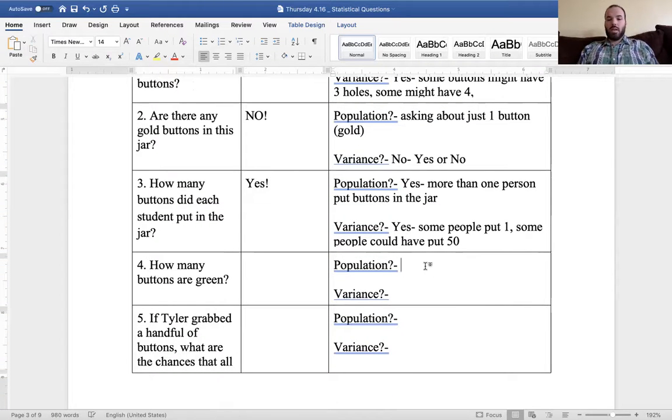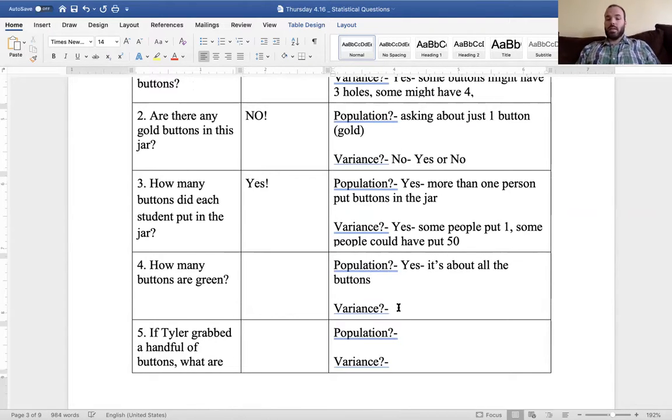How many green buttons are there? Is that a population? Yes, because it's about all the buttons. Is there variance? No. There's only one answer to this question. Either there are 7 green buttons, or there are 50 green buttons, or there are 12 green buttons. It's not going to change because we're just asking about this one jar. So this is not a statistical question because there is no variance.